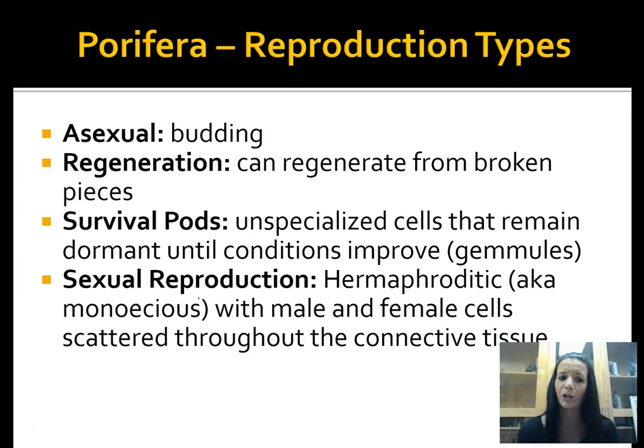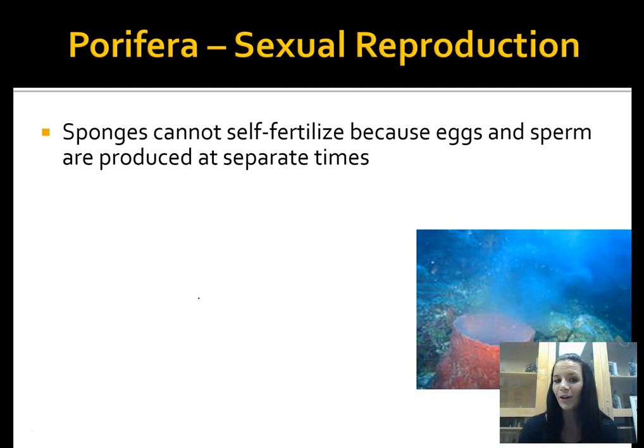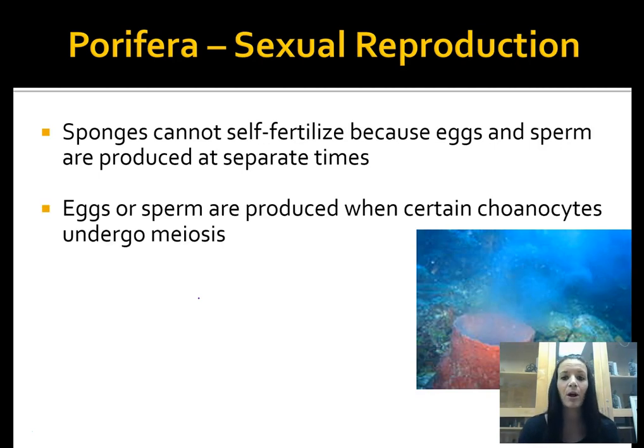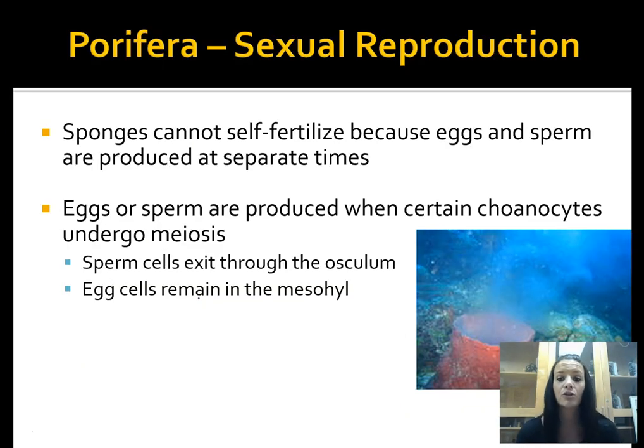And then sexual reproduction. So sponges are hermaphroditic, also known as monoecious. So they have male and female cells throughout their bodies. But they can't self-fertilize. So the eggs and sperm are produced at separate times, intentionally, to make sure that they're not self-fertilizing, that there actually is that exchange of DNA between different sponges. And these are produced during meiosis, as you would expect. So the sperm cells are going to exit and the egg cells remain.